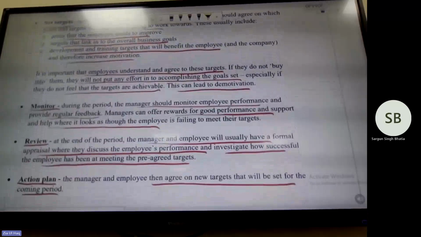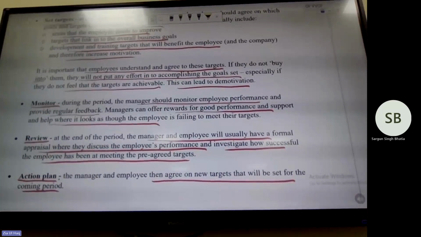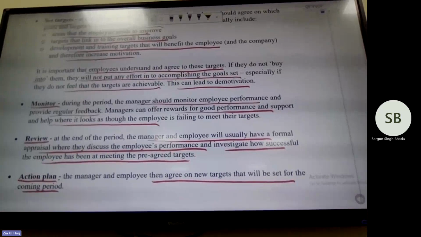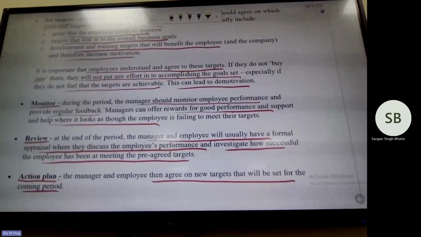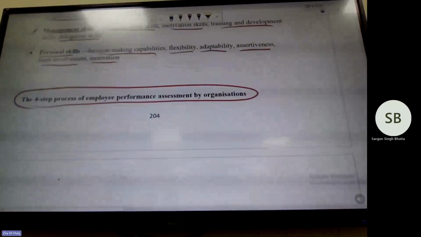Set targets. The employee should agree to the targets. During working, the manager should monitor whether he is working properly and provide feedback. Review at the end, he should compare actual results with targeted results. And then action plan, meaning the employee and manager both should agree on targets for the future period. So performance assessment is done.